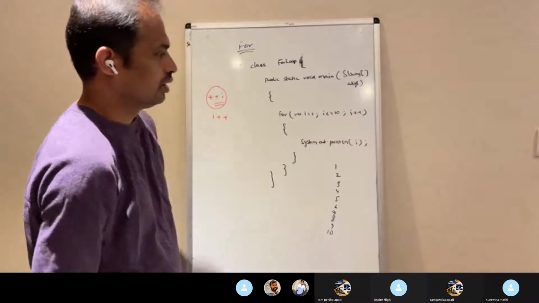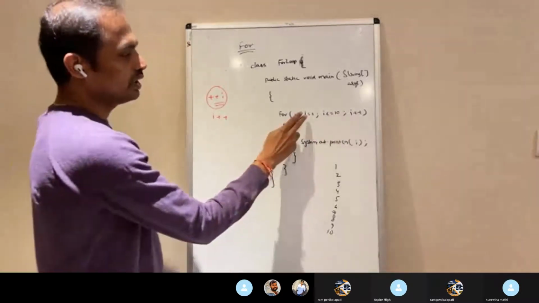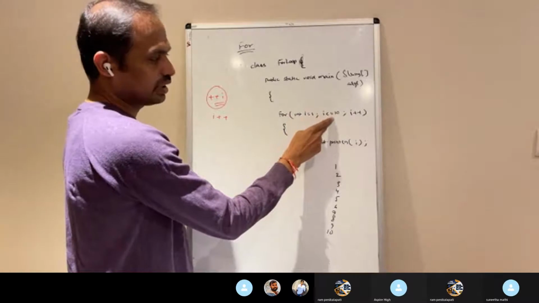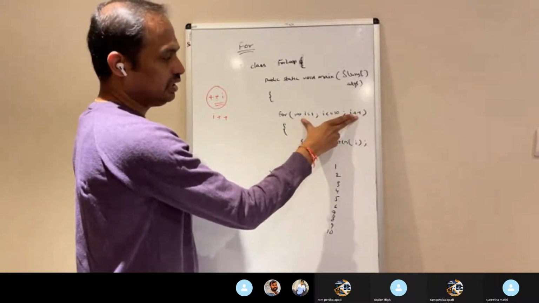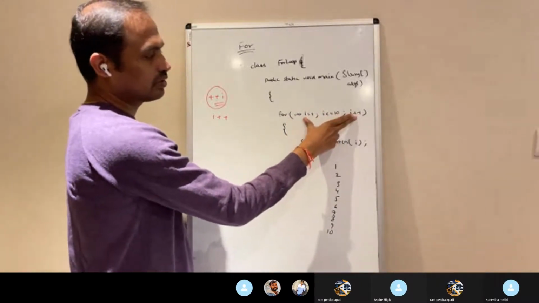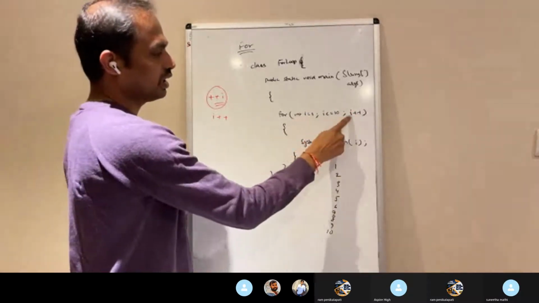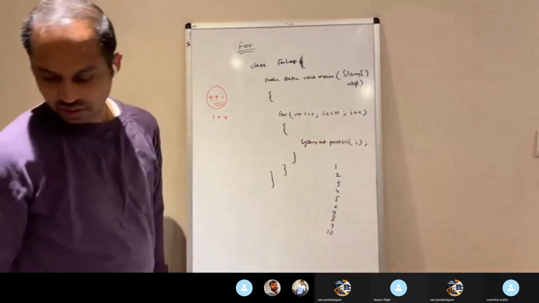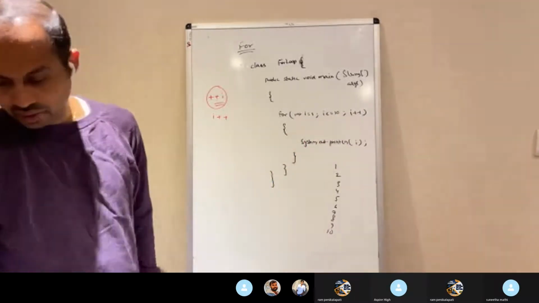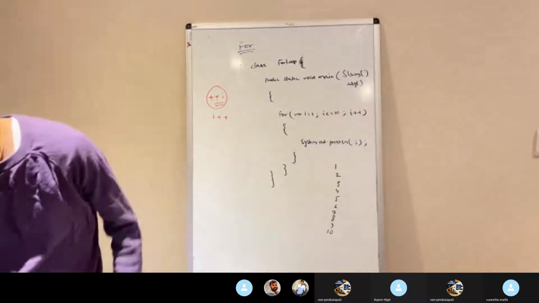So we need to initialize, write the condition, and increment. All will be in the same place. All 3 arguments will be passed in the for loop: initialization, condition, and increment. We should pass them like this. So can you try this program?